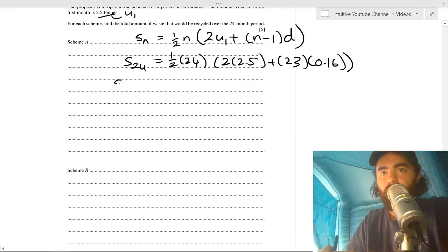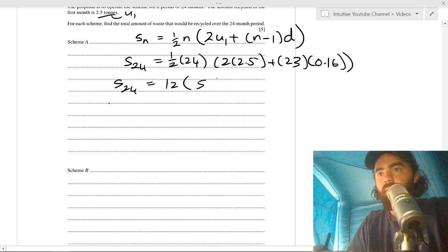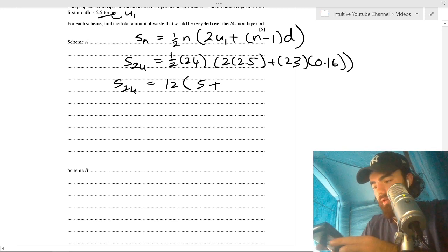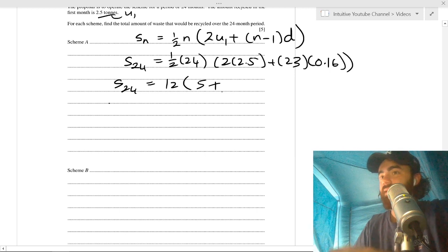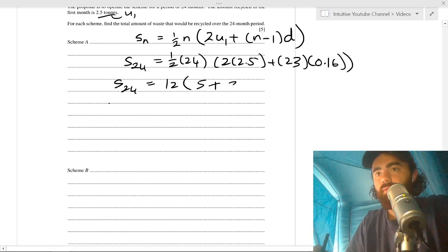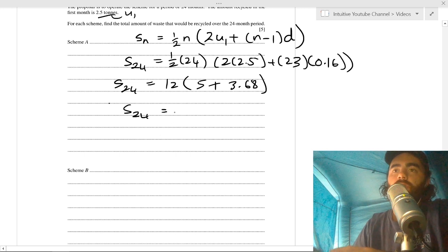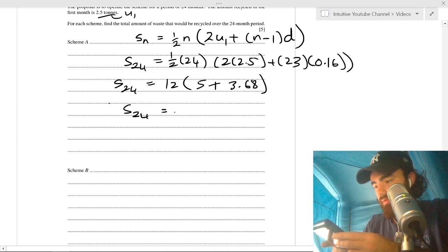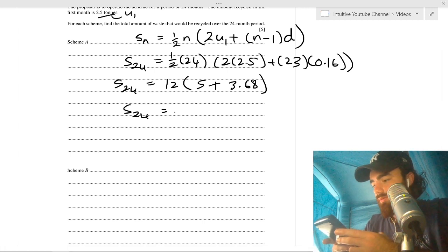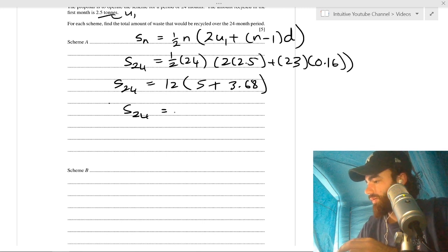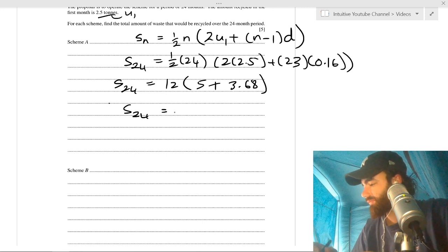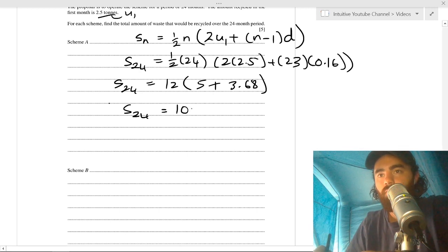So let's work that out. So it'd be 12 times (5 plus 3.68), where 23 times 0.16 is 3.68. So therefore, the total amount of waste that will be recycled over 24 months will be 104.16 or 104.2 tons.